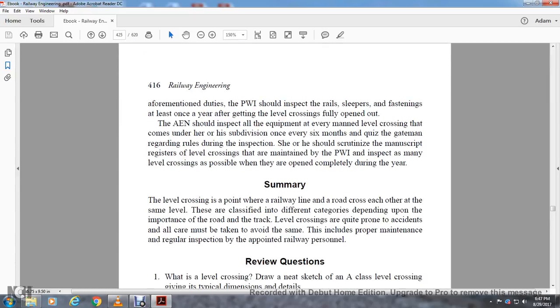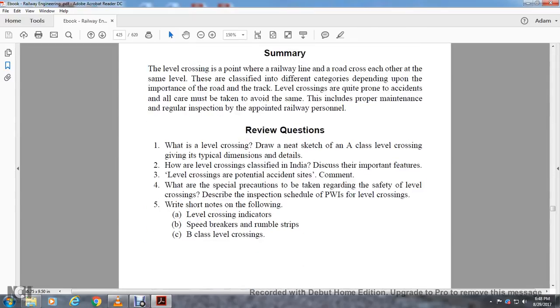To sum up, level crossings are the points where the railway line and road cross each other at the same level. They are classified into different categories depending on the importance of the road and track. Level crossings are quite prone to accidents. All care must be taken to avoid them, including proper maintenance and regular inspection by railway personnel.